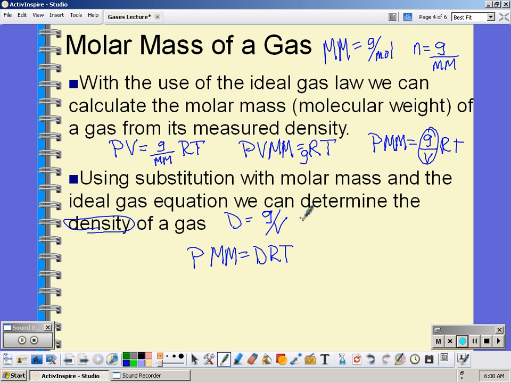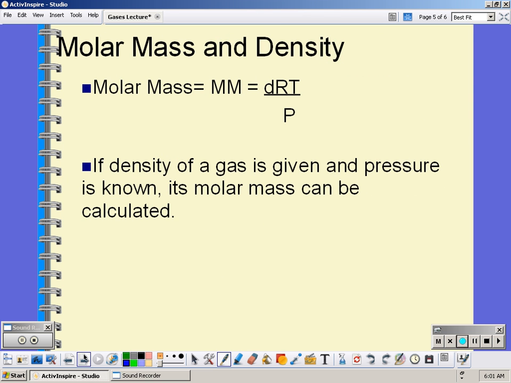The only one that's given to you in your reference table is the ideal gas law, PV equals nRT. So to use these two, you'll have to understand how to make the substitutions or have them memorized. The way I like to remember the one with the density is "in the PM you are dirty." That's the way I was taught to memorize it, so that's the way I've memorized it. If you want to remember all of the substitutions, you can as well. Molar mass would then equal dRT divided by P. If the density of the gas and the pressure are known, its molar mass can be calculated.